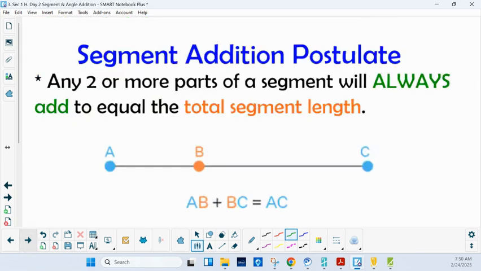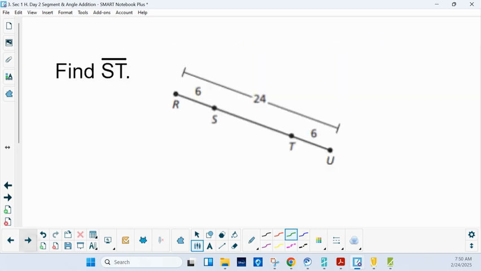So let's quickly remind ourselves: the segment addition postulate tells us that any two or more parts of a segment will always add to equal the whole thing. That should be pretty intuitive. You're just going to add them all together and it has to equal the whole. So if you know the whole and a part, you can find the missing part. You can work with it lots of different ways.